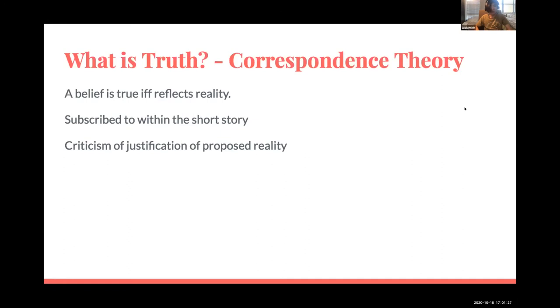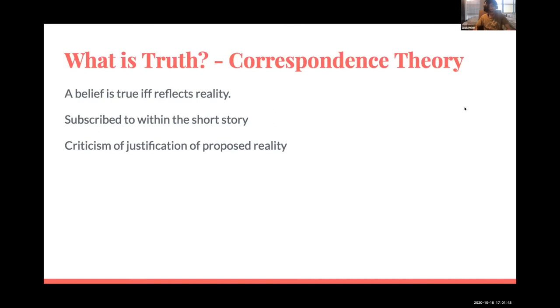But in order to justify what your proposed reality is, you have to claim that something is true, which you can't do without, actually, a circular argument, because you can't say your justification of correspondence is true because what your definition of true is relies on correspondence theory. So it's a circular question.